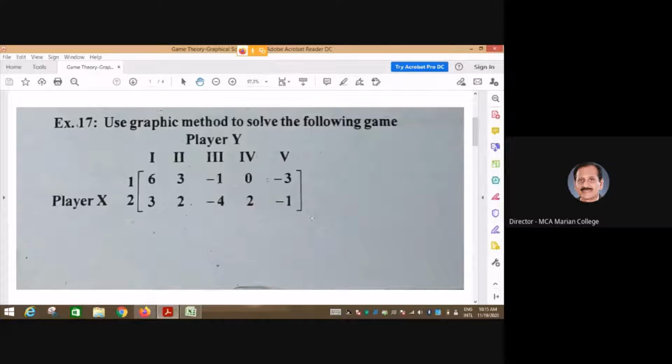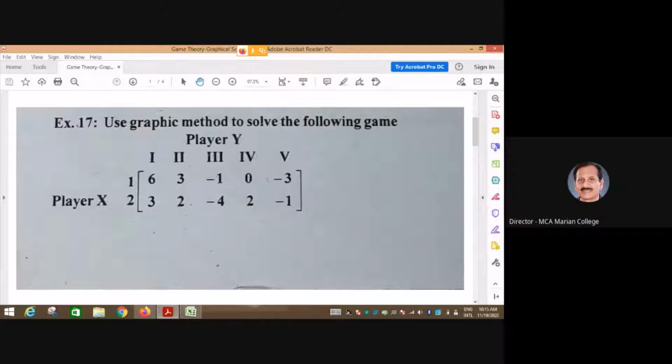So this is the problem. Use graphic method to solve the following game. We have two players here, player X and player Y. And you can just check the problem. We have two rows, row 1 and row 2, and there are 5 columns. So this is a 2 by 5 matrix, or in general, it's a 2 by n matrix.